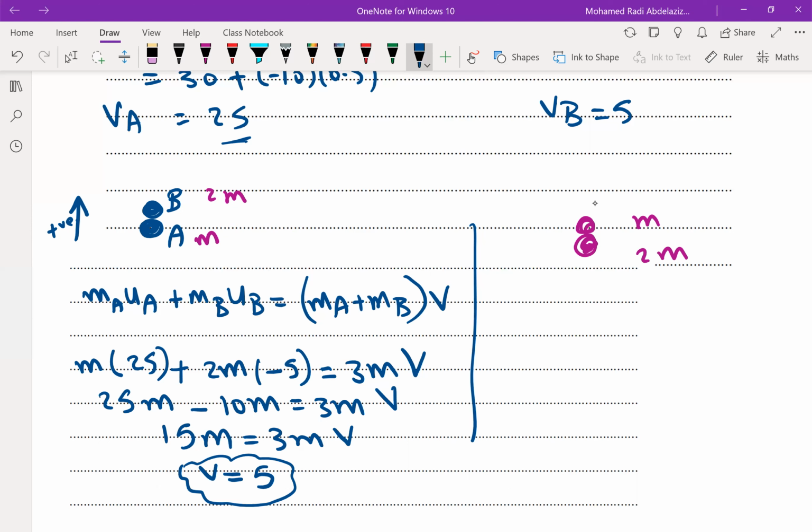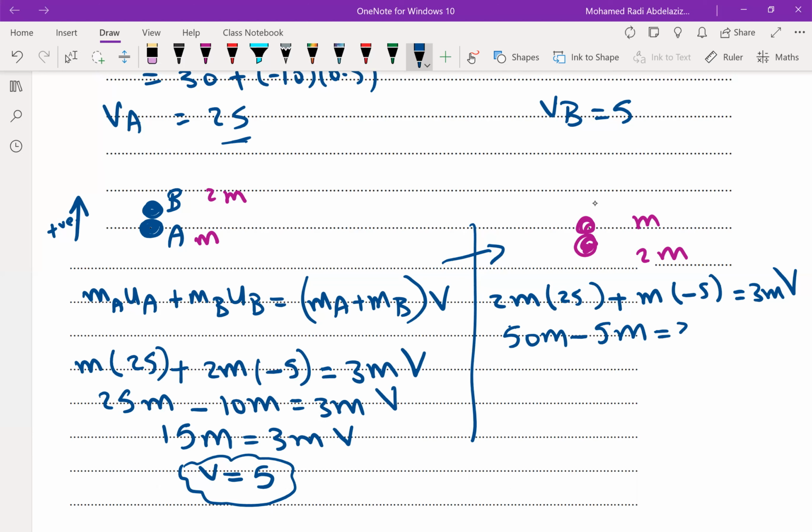By the same way, in the second case, repeat it again, but the mass of A now is 2m, velocity is 25, plus mass of B is m, velocity is -5, is equal to 3m times v. 2 times 25 is 50m, minus 5m is equal to 3mv. 50 minus 5 is 45m, is equal to 3mv. So divided by 3, the answer will be 15. And also now it's clear its direction is up.